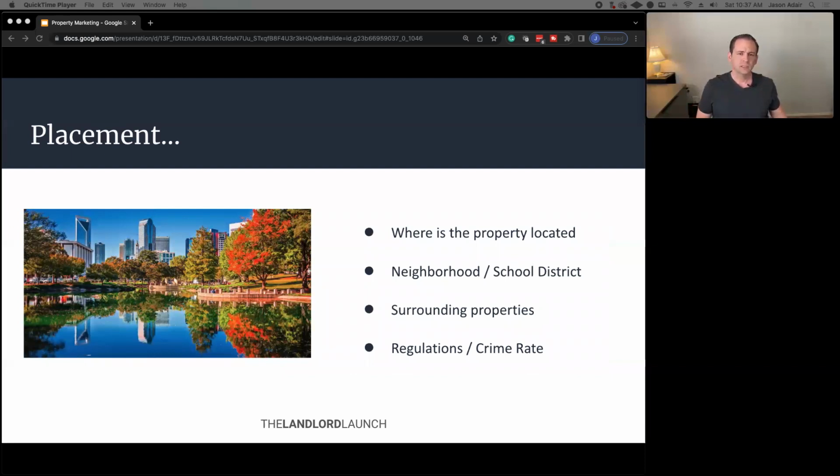And the last thing here is the placement side of it. That's simply where the property is located. The only thing you can do to control this is buy in a neighborhood that you want to be in. Look at the surrounding properties, look at the regulations in that city, or if there are HOAs, what does that look like? Look at the crime rate in the area. To affect this, you have to take these things into consideration when you purchase. Once you purchase, it is what it is, and you have to work around those things.